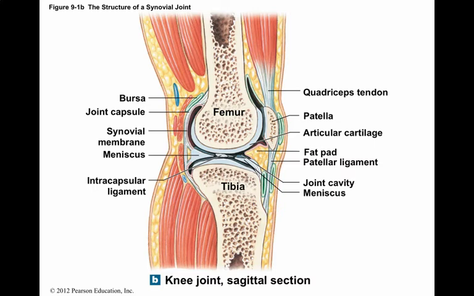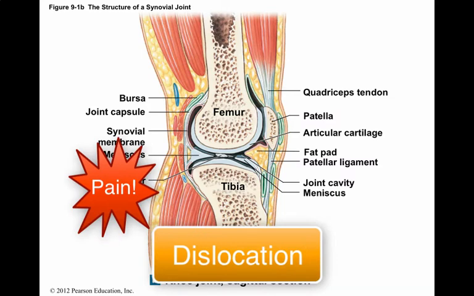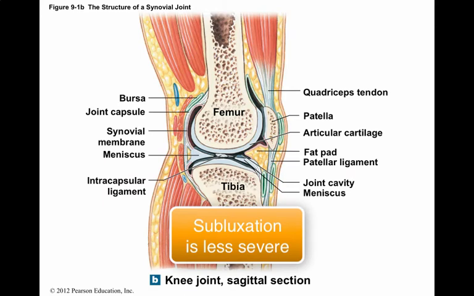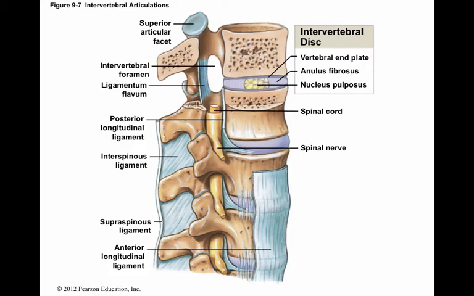associated with it. When reinforcing structures can't protect a joint from extreme stresses, a dislocation may occur. In a dislocation, the articulating surfaces are forced out of position. This displacement can damage the articular cartilages, tear ligaments, or distort the joint capsule. A dislocation is extremely painful because of the sensitive pain receptors associated with the capsule, ligaments, and tendons. A subluxation is a partial dislocation and is less severe. People who are double jointed have joints that are weakly stabilized, and they are more likely to suffer partial or complete dislocations. Ligaments between bones in a joint help to stabilize the joint and to prevent injuries.